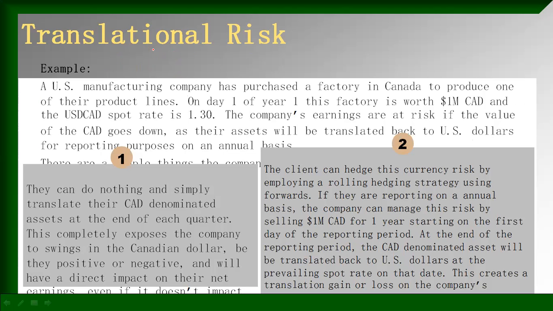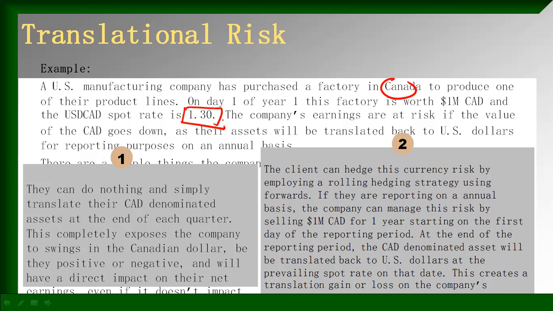Let us try to explain this risk through an example. A US manufacturing company has purchased a factory in Canada to produce one of their product lines. On day one of year one, this factory is worth 1 million Canadian dollars, and the USD/CAD spot rate is 1.3. The company's earnings are at risk if the value of the CAD goes down. If the Canadian dollar depreciates, there will be a huge risk, as the asset will be translated back to US dollars for reporting purposes on an annual basis.